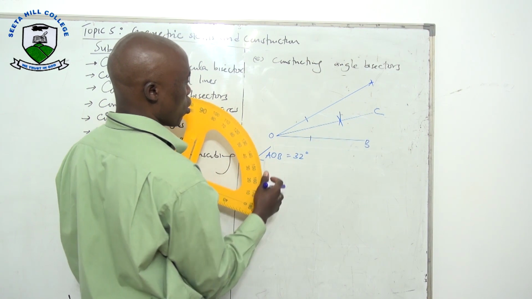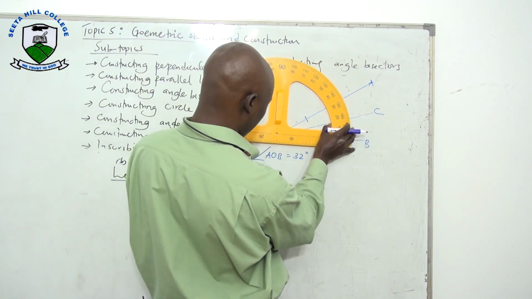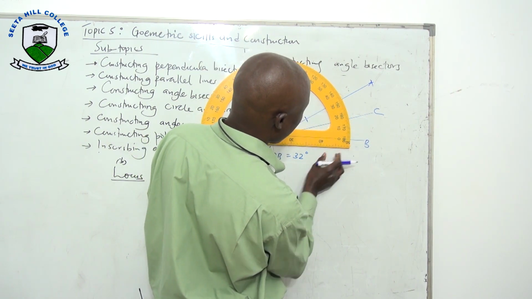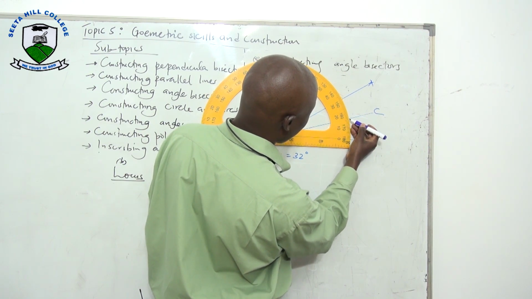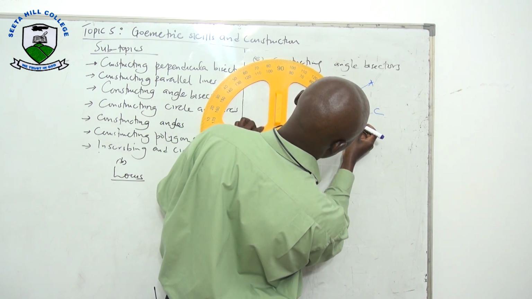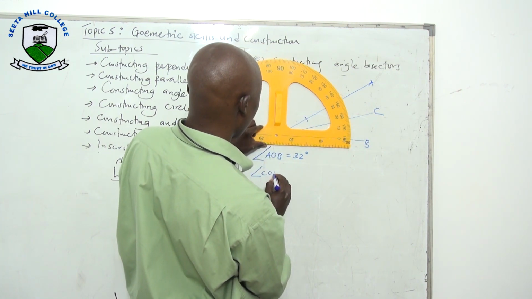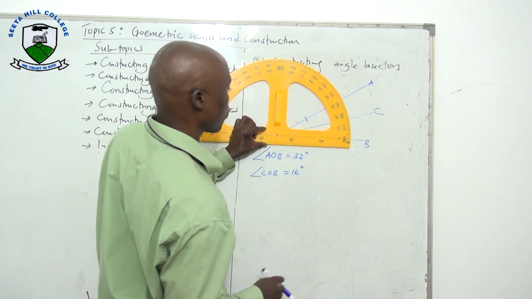Then angle COB, again here. That's around, this is 10, 18, 16. Angle COB is 16. Clear?